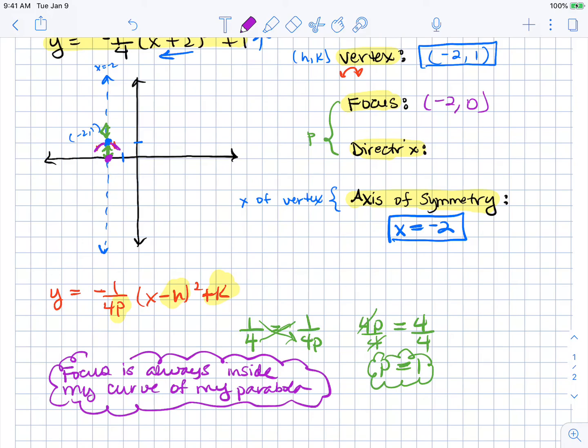I also know that my directrix is here. It's the same p distance from my vertex. So I can draw in that horizontal line, and I can name that line. Horizontal lines are y equals graphs, and it's at 2. So I can say my directrix is at y equals 2. So now I have all the pieces I needed to describe the characteristics of my parabola.